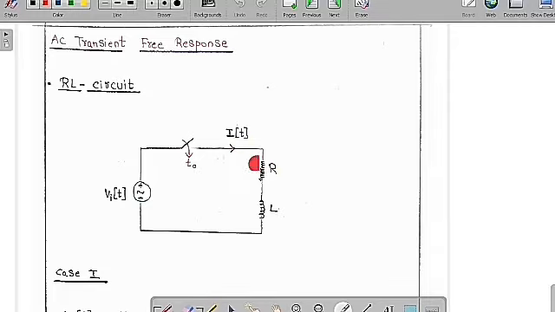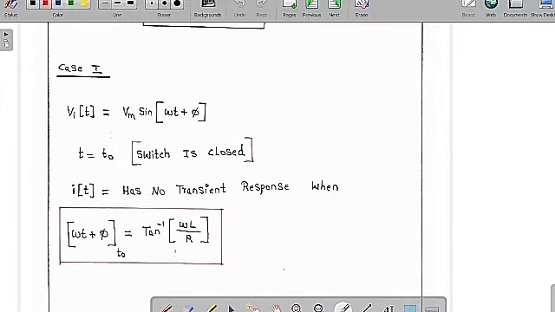So basically here, this I(t) is going to contain both transient and also steady state. Suppose if the input voltage is equal to, there are two cases for this one based on the input voltage.